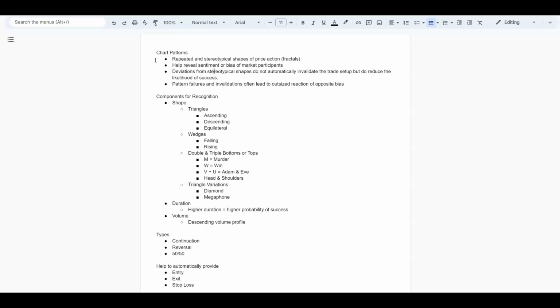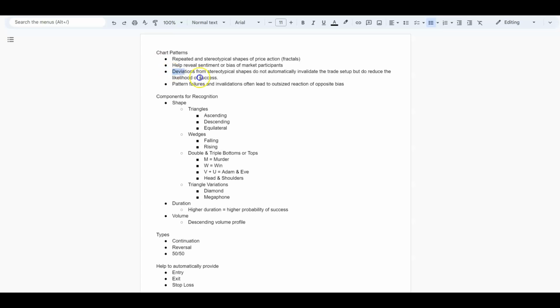It will also help you stay out of trouble more often than not because you'll recognize the sentiment or the bias of the market. It doesn't always mean every single little pattern is going to be actionable. It doesn't mean every pattern trade you take will be profitable, but it does mean it's going to help keep you at the table, okay, at the very least.